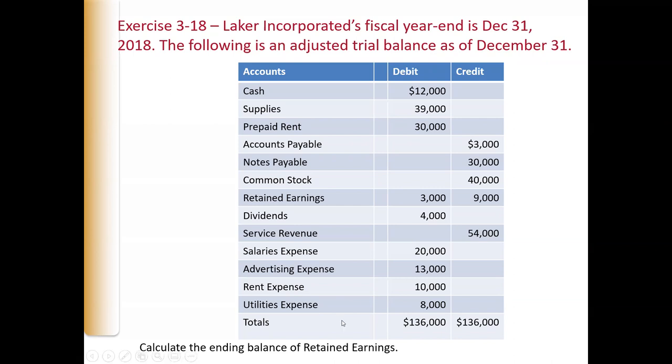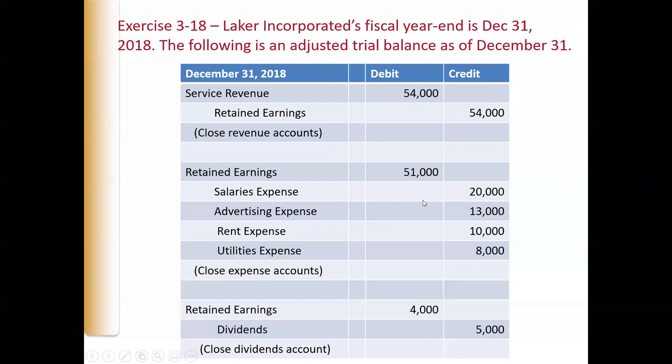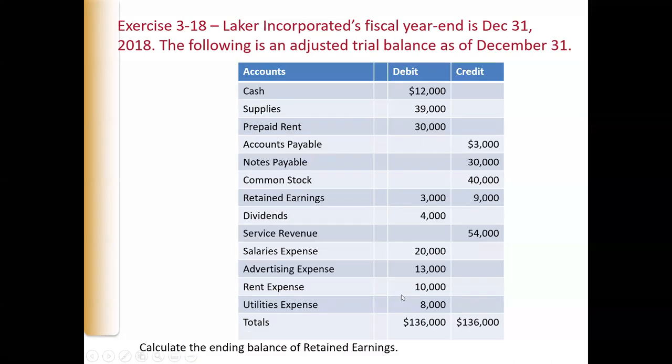I think that's a screw up. I have 3 in there. I'm glad you ignored it because it should be, oh my gosh, this is a mess here. So the debit of dividends was a 4,000 here. So we need to zero that out. I think that's a screw up here.